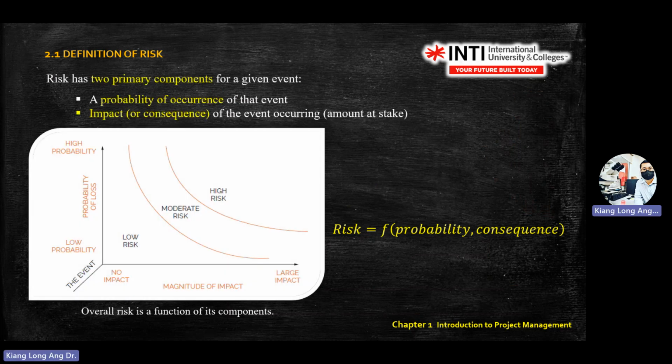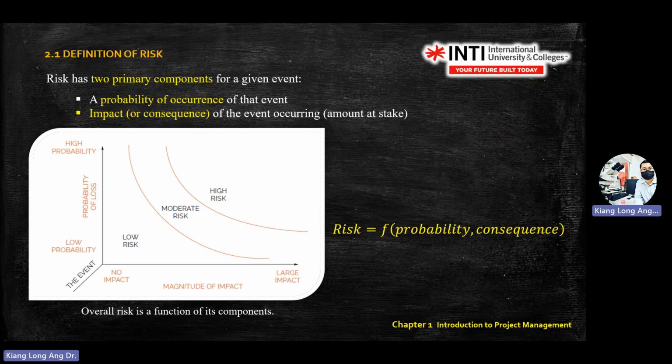Okay, now we start looking at the graph. So risks have two components: probability, meaning percentage of happening, and the impact of the event or consequences. So you have probability on your y-axis and the impact on the x-axis. Probability, if it's high but no impact, then it is fine, right? So you have three zones here. You have high risk, moderate risk, and low risk.